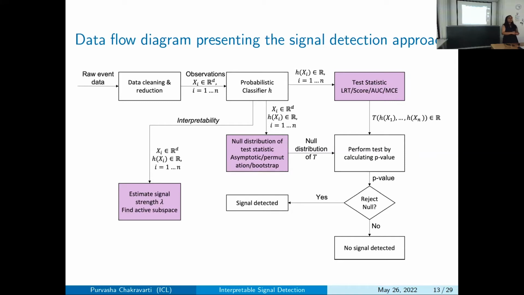But what we also could do is, for the asymptotic one, the asymptotic one for the AUC and MCE actually worked decently. We split the data into training and test sets and just use a Gaussian approximation, and it works pretty well. But for the likelihood ratio, it doesn't work that well.